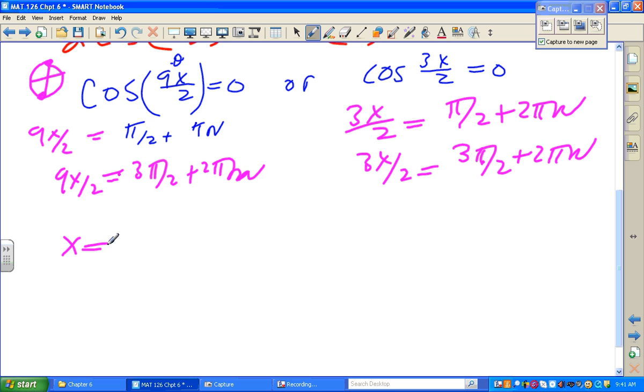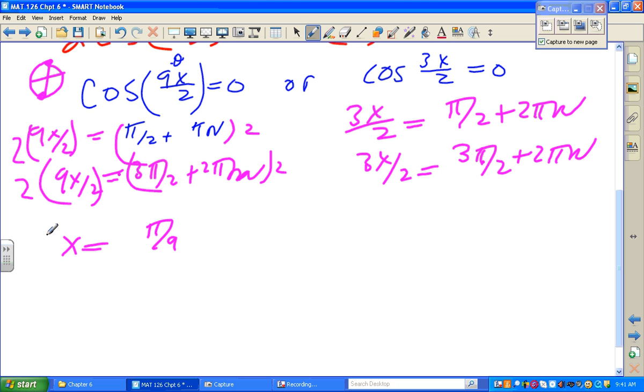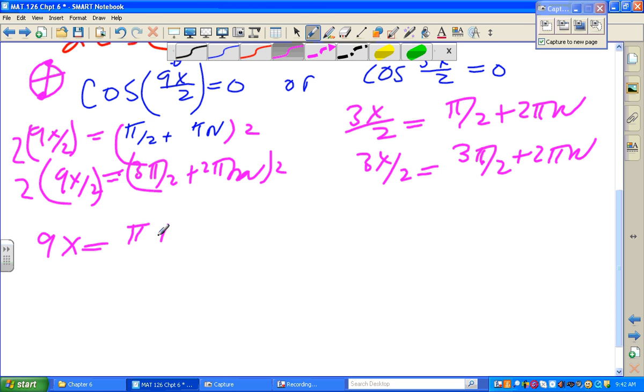So what does x equal if I multiply by 2 and divide by 9? Multiply by 2 gets rid of all that. Wait a minute. Let's slow down then, okay? I'll do this in steps. So 9x is equal to pi plus, this is supposed to be a 2 pi right there.